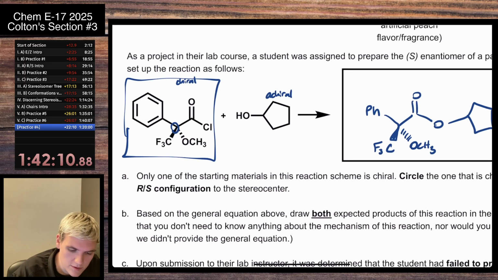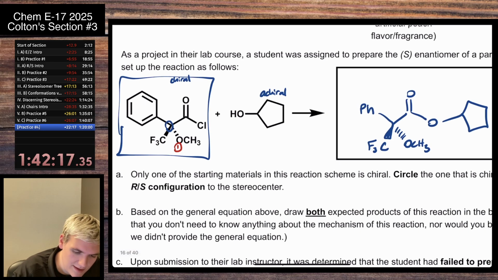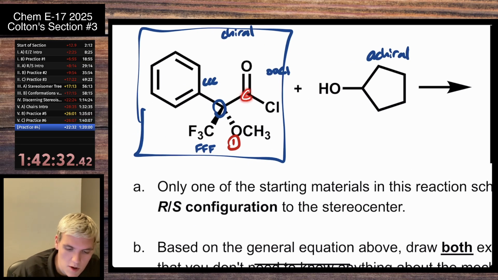Then it says to assign the RS configuration. Well, first is going to be oxygen. Then we have carbon, carbon, carbon. So we list out: here we have O, O, C. We have F, F, F. And then here we have C, C, C. So the second place winner is going to be the one with the Cl over here. This carbon is attached to O, O, and Cl. So priority 2 is going to be over here. Then the fluorine is priority 3, then priority 4.